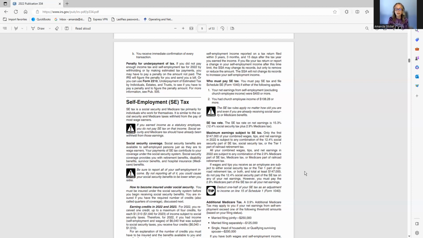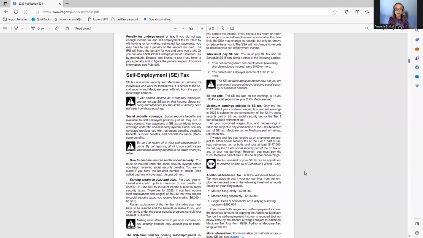Maximum earnings subject to SE tax. Only the first $1,407,000 of your combined wages, tips, and net earnings in 2022 is subject to any combination of the 12.4% Social Security part of SE tax, Social Security tax, or the Tier 1 part of Railroad Retirement tax. All your combined wages, tips, and net earnings in 2022 are subject to any combination of the 2.9% Medicare part of SE tax, Medicare tax, or Medicare part of Railroad Retirement tax.